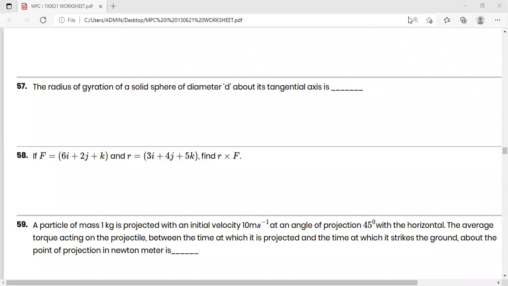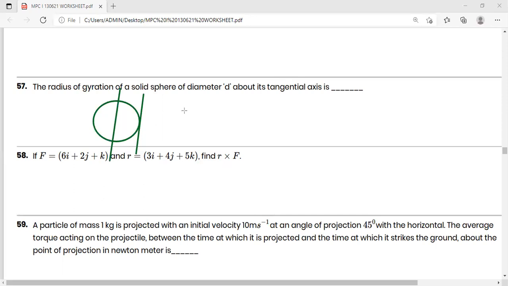Question number 57. The radius of gyration of a solid sphere of diameter d about its tangential axis is... If I just consider a solid sphere, and draw a tangential axis at any particular point, about any axis passing along the diameter, we know the formula, that is 2 by 5 into m r square.